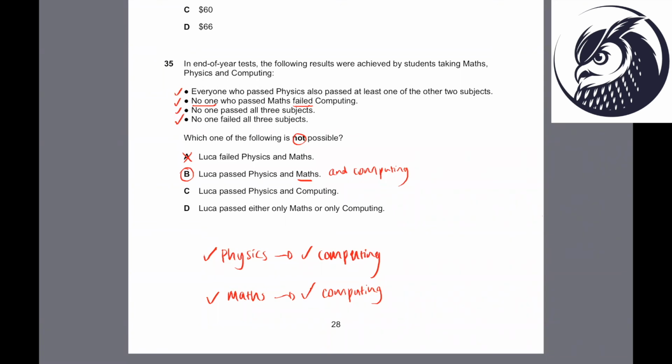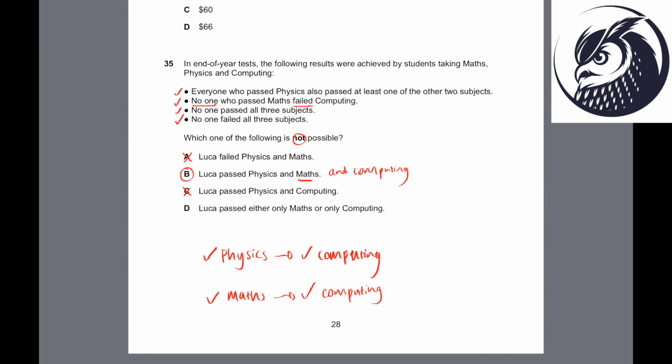But just for clarity's sake, let's look through the other options. Option C says Luca passed physics and computing. Yes, that is possible. You can see that that is pretty much the first condition. If you pass physics, you also had to have passed computing. So C is also possible. Therefore, we need to cross it out.